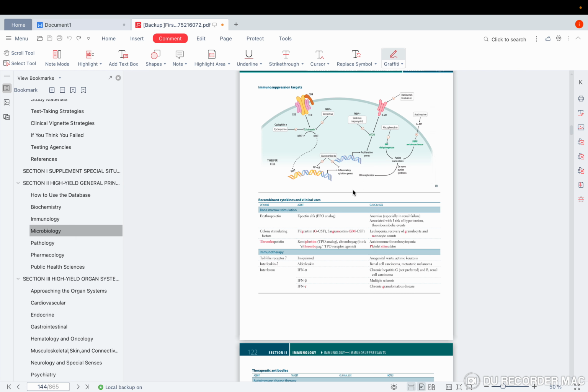Cyclosporine is 1.2 to go. Calcium channel blocker and phenytoin. Excellent.